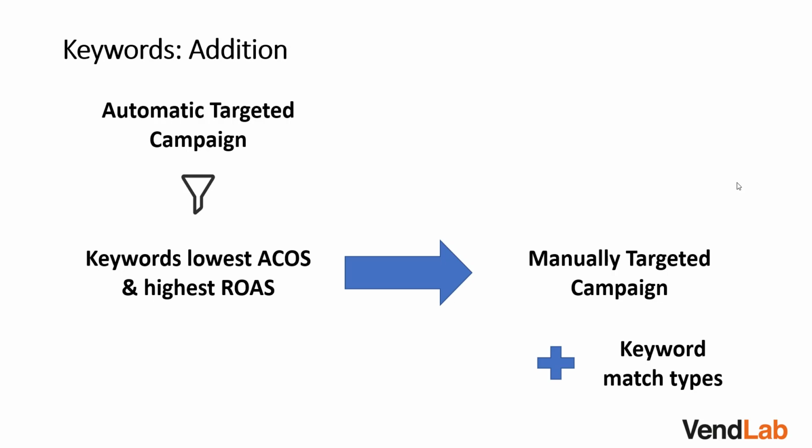One way to research additional keywords is to run an automatically targeted campaign and a manual campaign targeted at the same products. The automatically targeted campaign can be used for keyword discovery. Once you have found successful keywords from your automatically targeted campaign, which you can see via the search term report, you can then add those to your manually targeted campaign so you have more control over bids. You should also add your keywords in multiple match types.